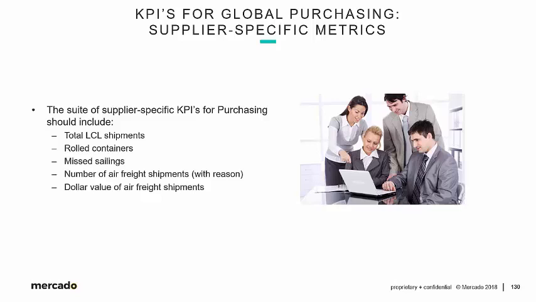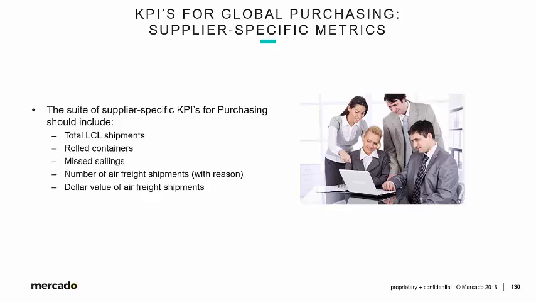Rolled containers. That's a term from the ocean freight world where bookings are accepted, but containers aren't shipped. Maybe it's related to the vendor. Maybe it's related to purchasing activities. Maybe it isn't. We need to measure it and find out. Any missed sailings. We missed a sailing because the purchasing department placed an order too late on a vendor. The vendor missed a sailing because they didn't have the documentation. There's a variety of reasons why sailings are missed, why containers don't get on a booked ship. We need to measure that and understand why.